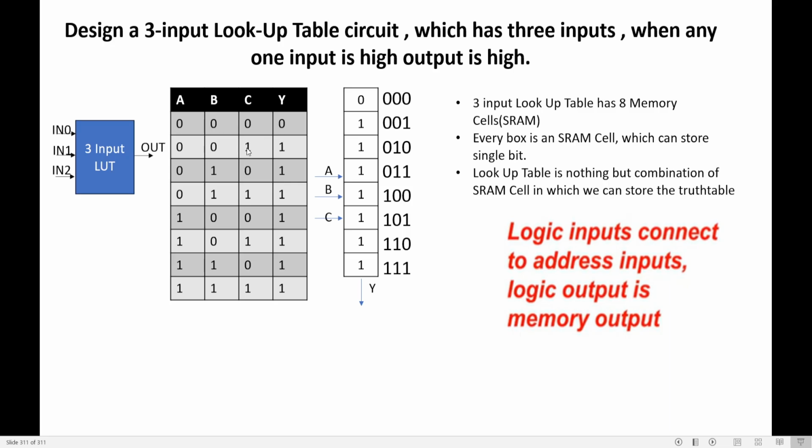Any one of the input is high. Can you see, C is high, so output is high. Here B is high, output is high. Here B and C are high, output is high. Here A is high, output is high. So any one of the input is high, output is high. I have drawn the truth table.